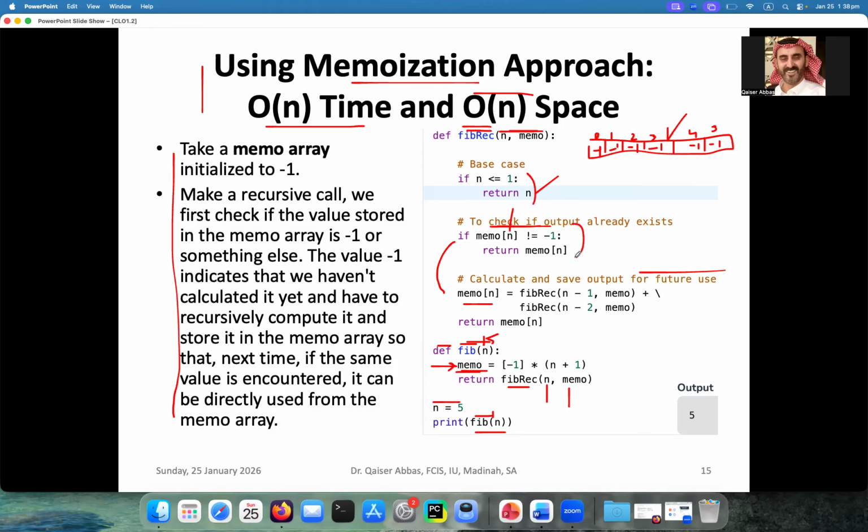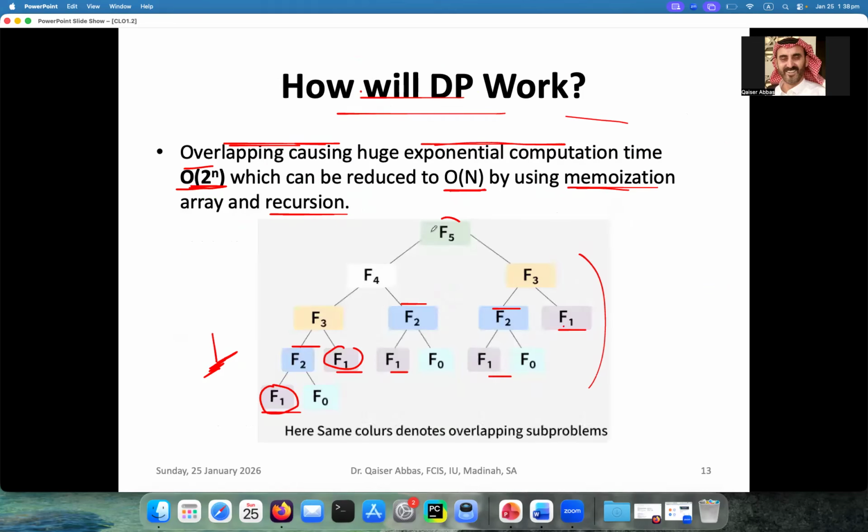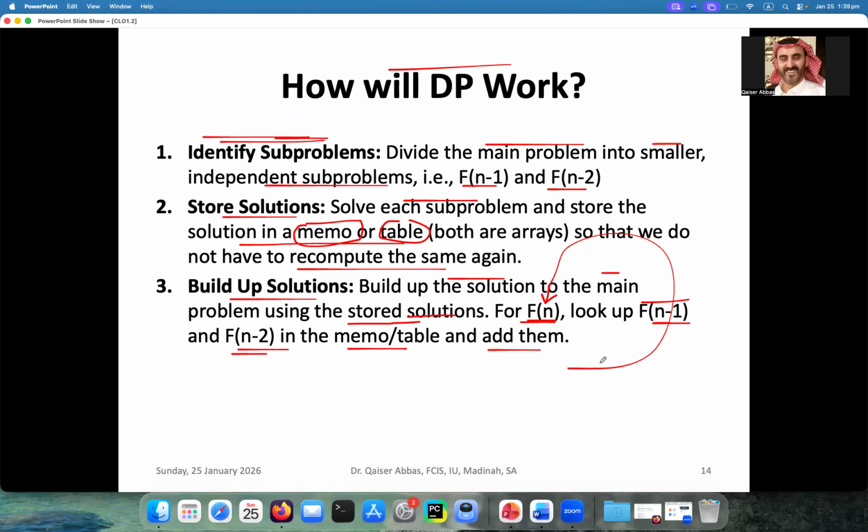First we check the memo, and when we have not found the solution in the memo, we come here. Then memo[n] is equal to fib(n-1). If n is 5, then it is 4, with the array, whatever the array is. And then 5 minus 2, it is 3, with the same array. Like here, for 5, you have 4 and 3. The calling tree is like this diagram.